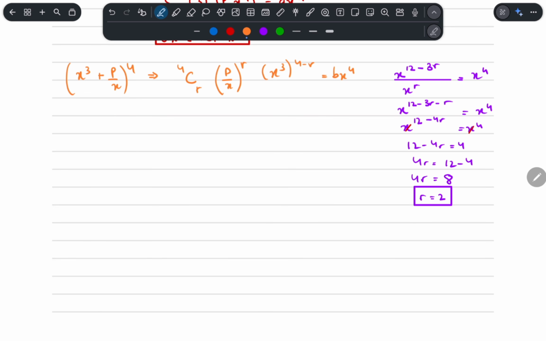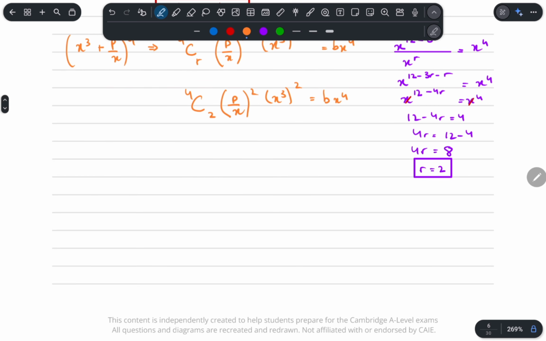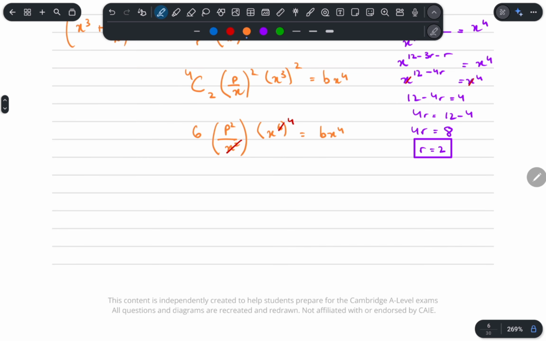So let's do the expansion. This will be 4C2, b squared, and x cubed will be (4 minus 2) squared. This will be equal to bx to the power of 4. 4C2 is just 6. 6 b squared upon x squared, equals x to the power of 6 equals bx^4. x squared cancels x to the power of 4, and our final b value will be x to the power of 4 equals 6 b squared x to the power of 4.